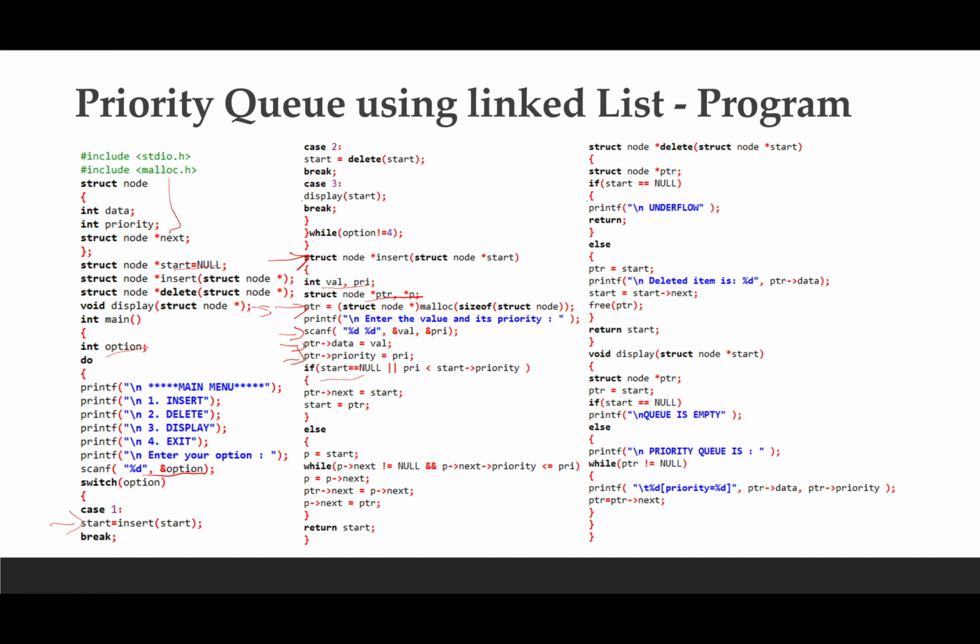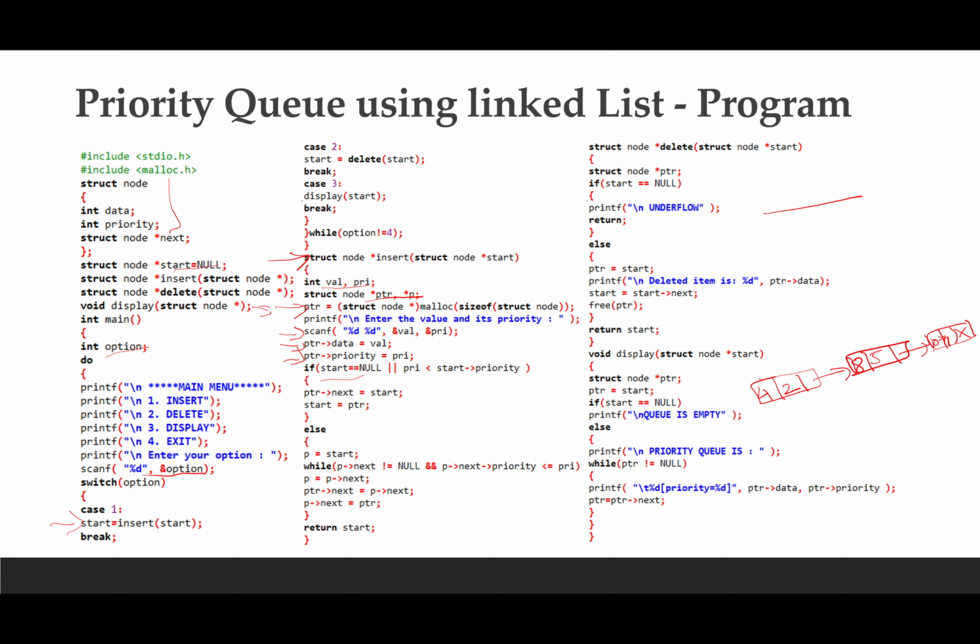For example, consider this is the node. These are the three nodes in the queue, and each is divided into three parts, and this is the pointer. Here the value is 4 and the priority is 2, then 8 with priority 5, and 10 with priority 7, and this is x.